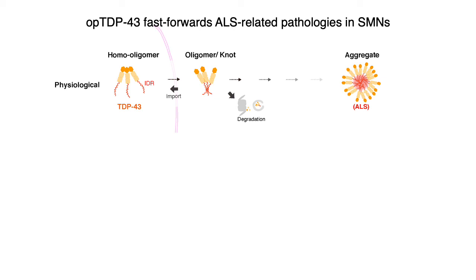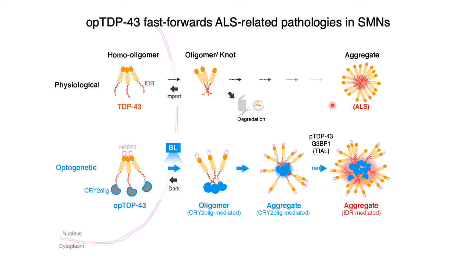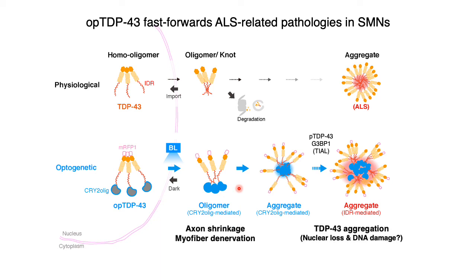So let me summarize this talk. Under physiological conditions, IDR-mediated TDP-43 oligomerization is rarely observed or quickly removed by proteolysis or nuclear import pathway, and we don't observe cytoplasmic aggregates. On the other hand, we learned that optogenetic oligomerization significantly increased the cytoplasmic pool of TDP-43. And we found that before TDP-43 aggregates are deposited, axon shrinkage and myofiber denervation occurred. And we also found that long-term illumination generated cytoplasmic OP-TDP-43 aggregates and recruited non-optogenetic TDP-43 as well.